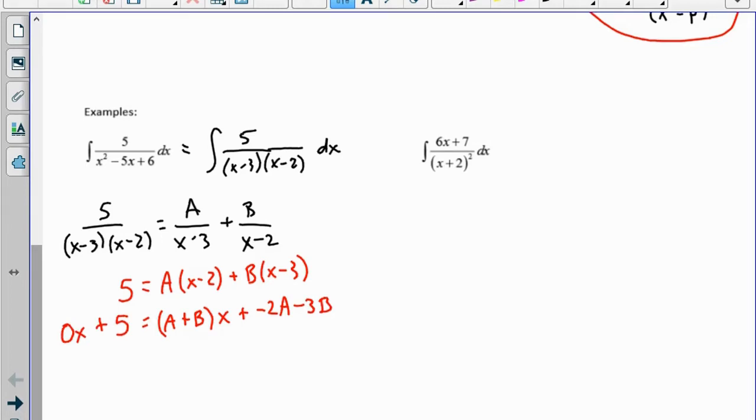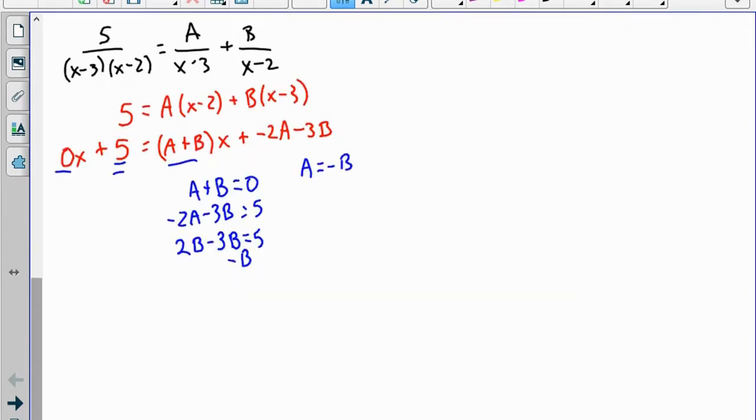So I have a system of equations that I can now solve. I have a plus b must equal 0, and I have 5 must equal negative 2a minus 3b. So since a plus b equals 0, that means a equals negative b. And now I can make a substitution. So if a equals negative b, that means I have 2b minus 3b equals 5. So negative b equals 5. So b equals negative 5, which means a equals 5.